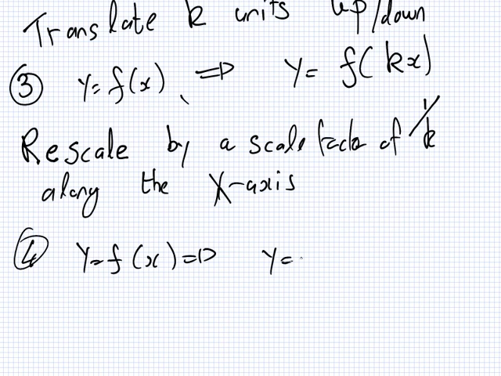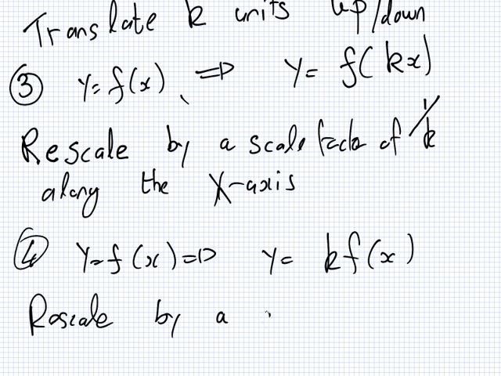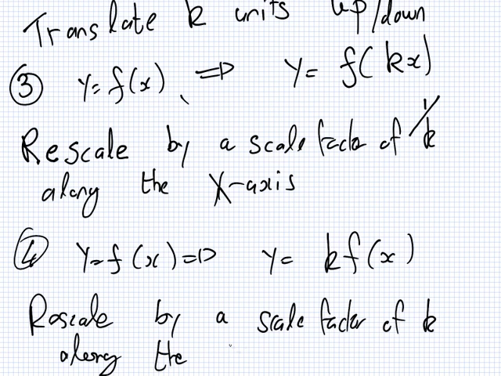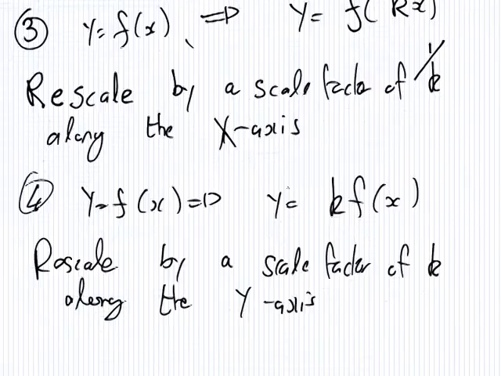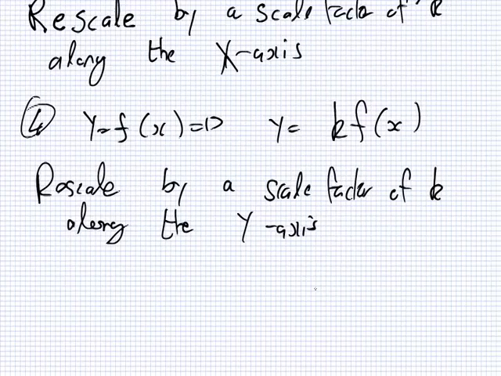Of course there's two left really. If I put the k on the outside, the y values go up or down. It's the same as the x. Rescale by a scale factor of k along the y-axis. We want shearing? Oh, shearing is fun, but we don't do it.